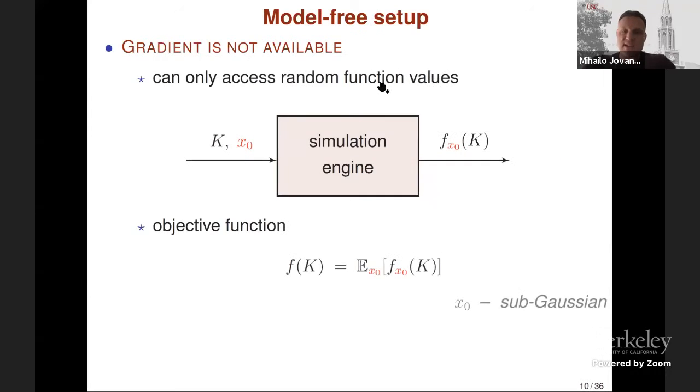The challenge that you are facing in the model-free setup is that you don't have access to true gradients. You can only access random function values, perhaps by running an experiment or by tapping into a simulation engine that domain experts have developed, and they're kind enough to allow you to run simulation in the presence of a certain feedback gain and certain initial condition, and you can obtain random function values. The LQR objective is then obtained by computing expectation over initial conditions that we assume to be zero mean, unit variance with bounded sub-Gaussian norm.